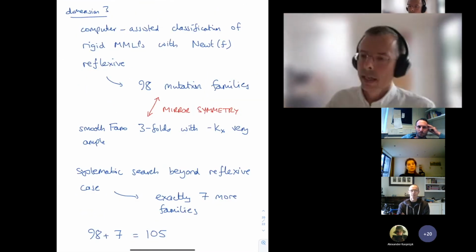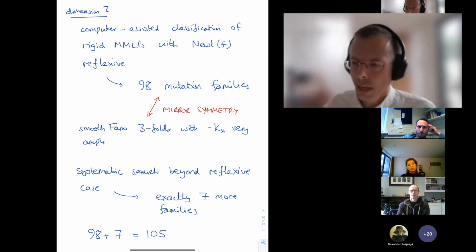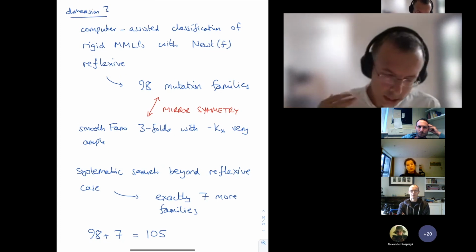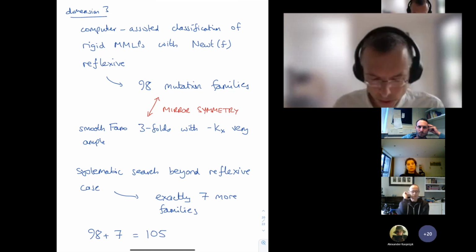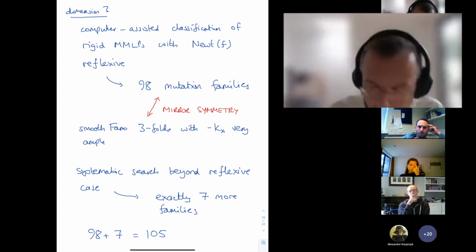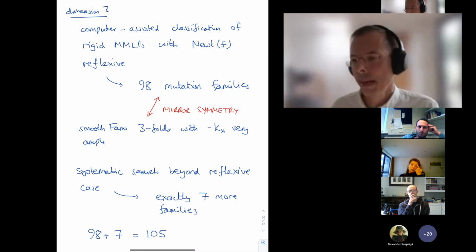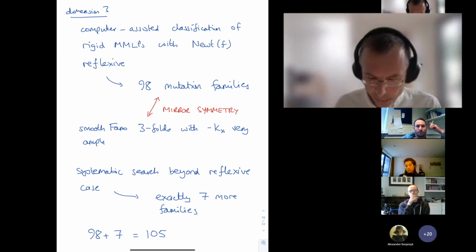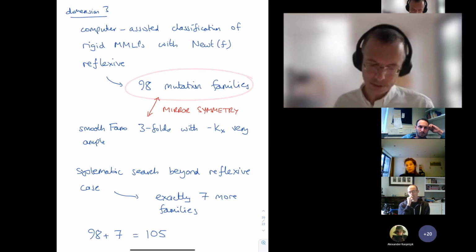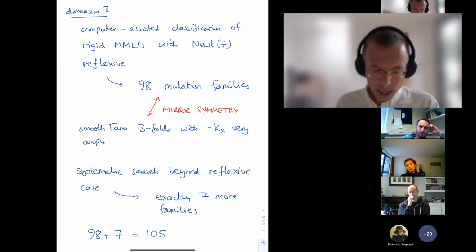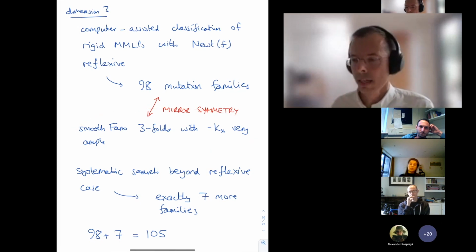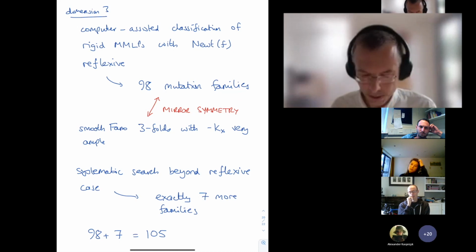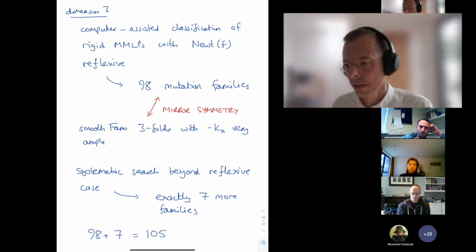In dimension 3, we have effective algorithms for finding rigid MMLPs with a given Newton polytope. So we give a computer-assisted classification of rigid MMLPs in dimension 3, where the Newton polytope is reflexive, and we discover exactly 98 mutation families, and those correspond one-to-one with the 98 families of smooth Fano threefolds with very ample anti-canonical bundle.